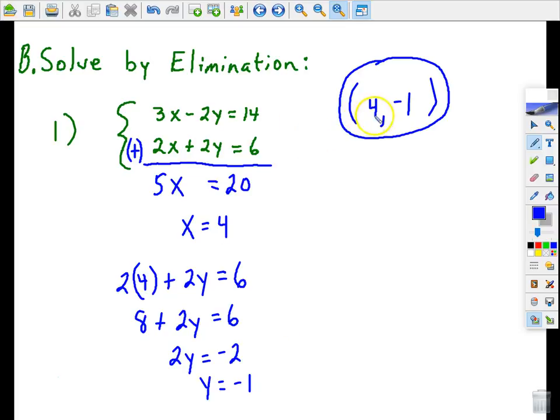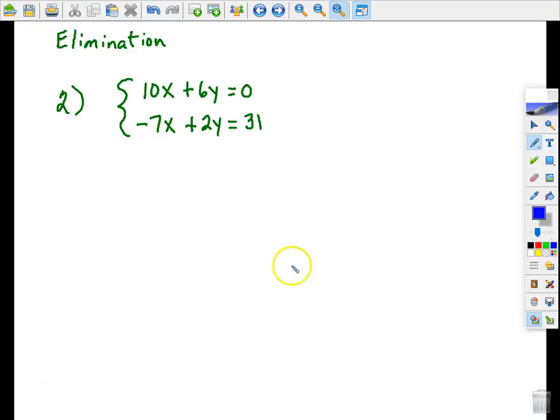And then once again, you can check and make sure. Let's just do a quick mental check. 3 times 4 is 12. Minus negative 2, that's the same thing as 12 plus 2, that is 14. That checks out. But we also have to make the bottom equation true. So 2 times 4 is 8, plus negative 2 is 6. So we know with confidence that we got the right answer.